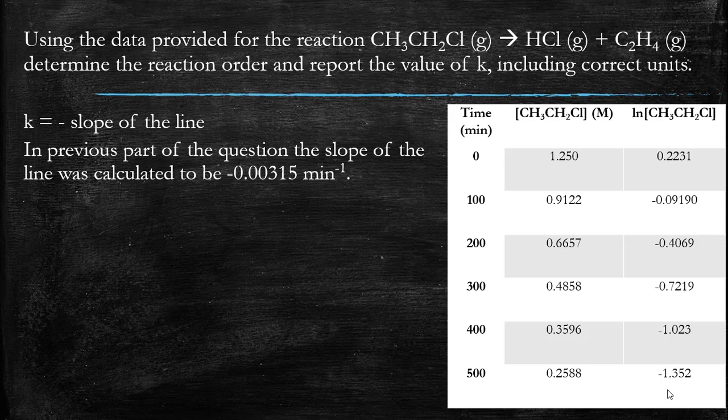Remember that logs do not have a unit. So the negative of that slope is 3.15 times 10 to the minus 3 per minute. That's the value of K.